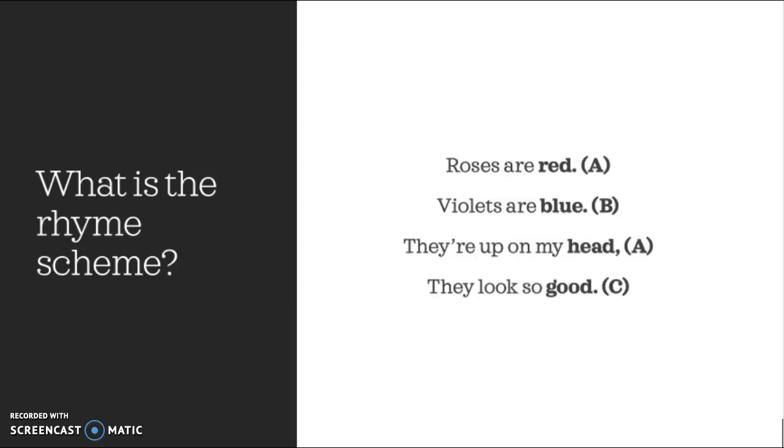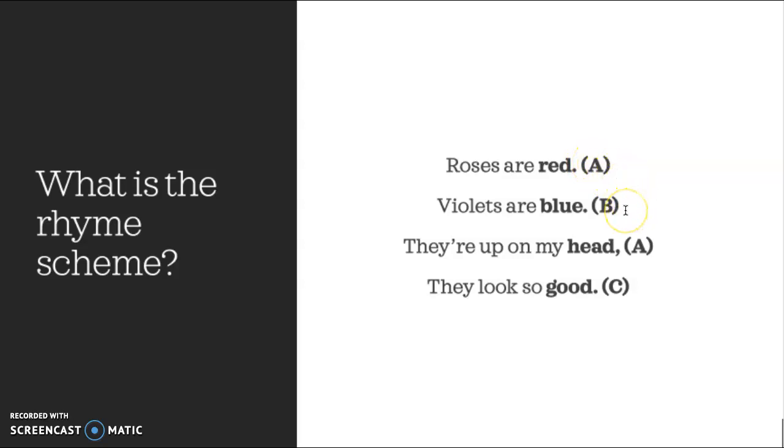It's going to be the same thing, except I changed a couple of things. Let's take a look. "Roses are red, violets are blue. They're up on my head, they look so good. They really do, I promise you." So let's figure out what is the rhyme scheme. Again, rhyme has the same sound and scheme means the pattern. So what's the pattern of the rhymes in this poem? Again, take a look at one line at a time. Line 1, "Roses are red." Then I look at my end word. Since this is my first line, the letter for the pattern is A.